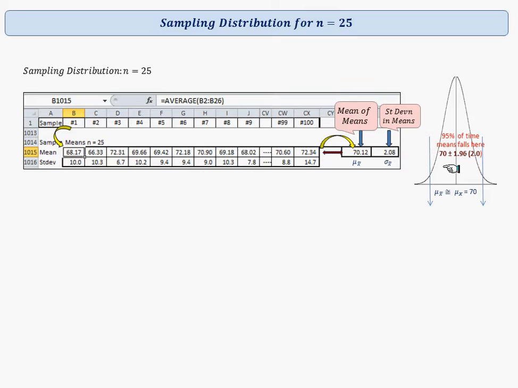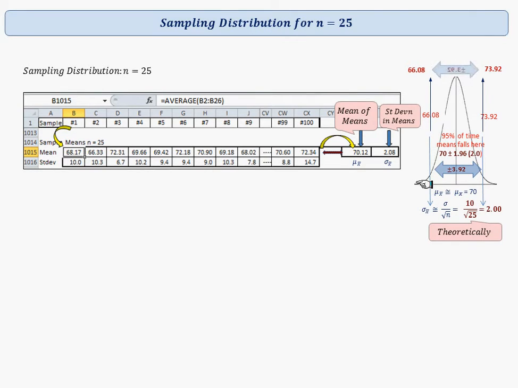Now looking at the distribution of x bars, we're saying these sample means will cluster around 70, and the standard deviation will be 10 over square root 25, or 2 in this case, giving rise to this notion of an error of plus or minus 3.92 with 95% confidence. Those values are seen on the screen there, and you should work them out. This is called a confidence interval for x bar.